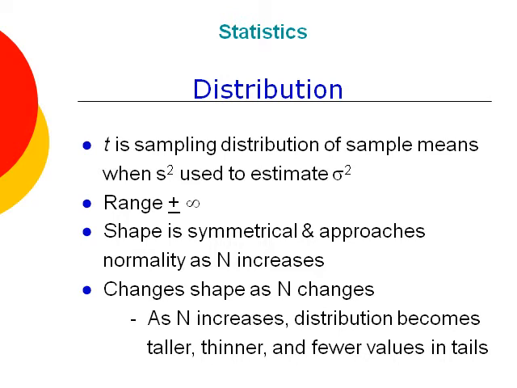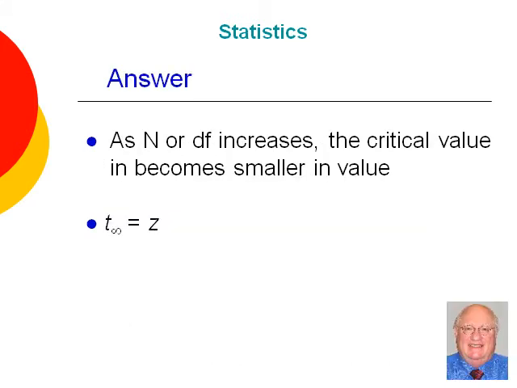Before going to the next slide, see if you can answer this question. As the t-distribution becomes thinner, taller, and with fewer values in the tails as n and degrees of freedom increase, what is happening to the critical value that we use to test hypotheses? The answer is that the critical value becomes smaller and smaller.